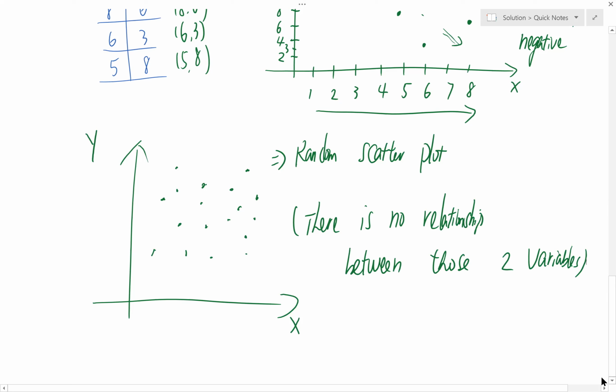All right, so far, do you have any questions about the scatter plot? This is the first step we usually start our analysis with.